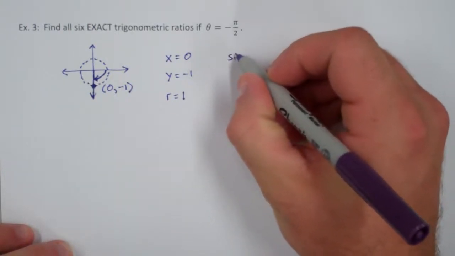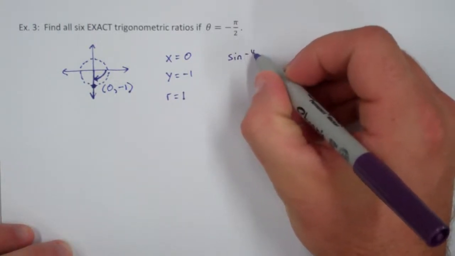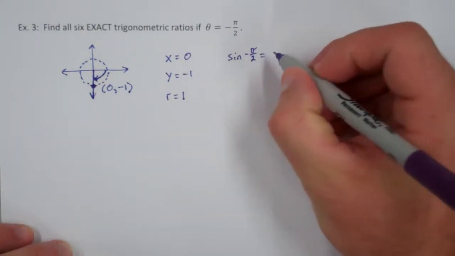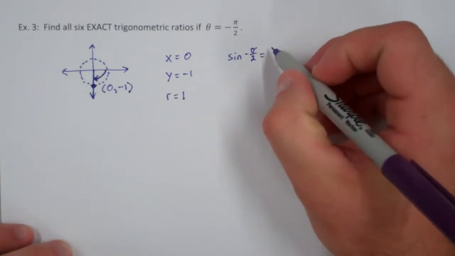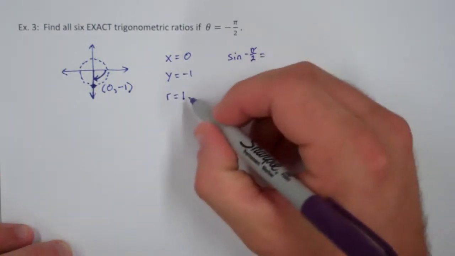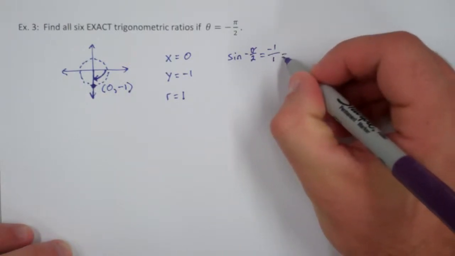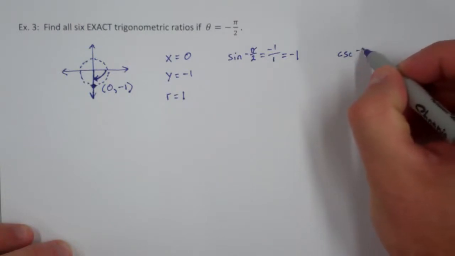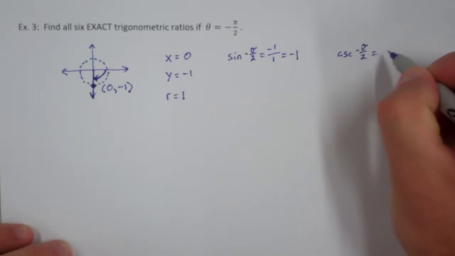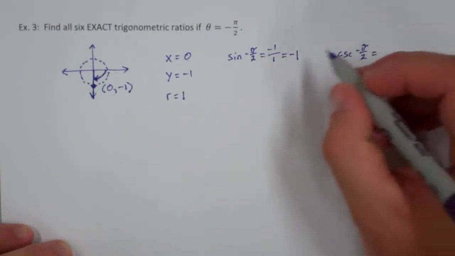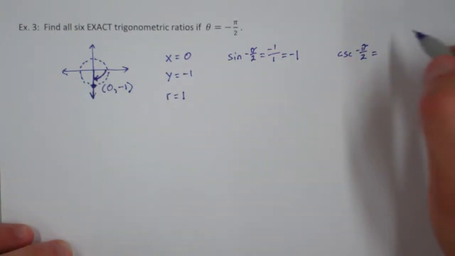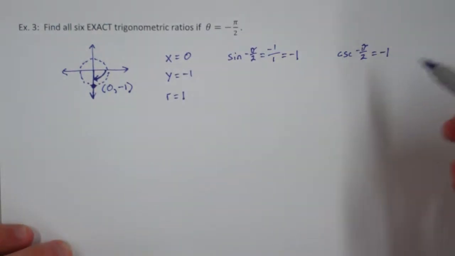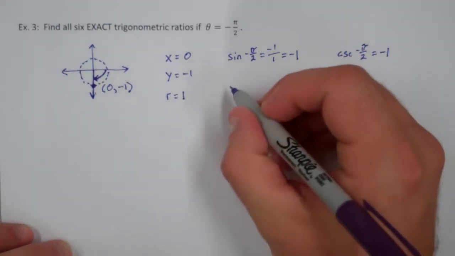So we've got our sine of negative pi over 2, or sine of theta, but we know what theta is in this case. And so that's going to be y over r, so that's negative 1 over 1, which is just negative 1. Cosecant's easy enough to do right now. And the cosecant then would be just the reciprocal of this ratio, and that still works out to be negative 1, or negative 1 divided by 1, same thing here, or 1 divided by negative 1.